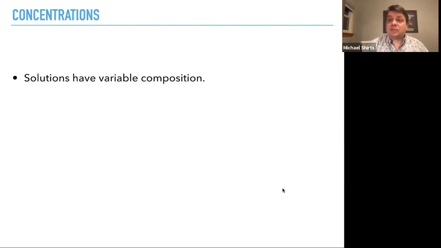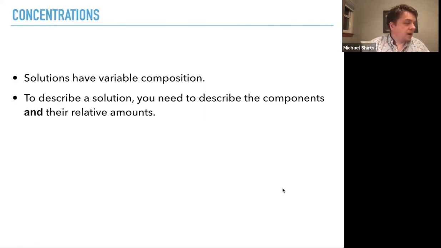You can have a stable homogeneous solution of water and sodium chloride at various ranges of sodium chloride. So it's not enough to just say, I've got an aqueous solution of sodium chloride. You have to specify how much sodium chloride there is. To describe a solution, you need to describe the components and their relative amounts. In an aqueous solution of sodium chloride, you've got sodium chloride and you've got water.